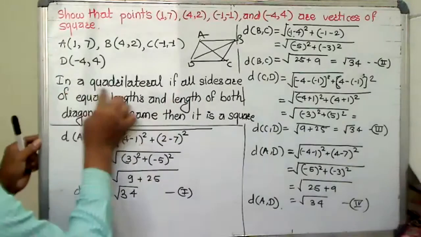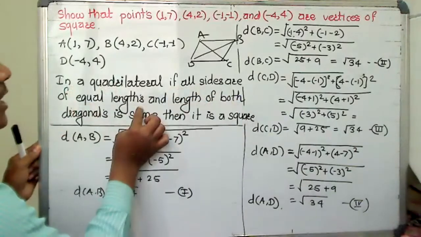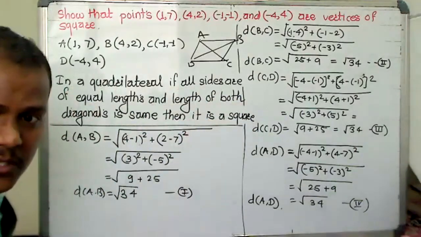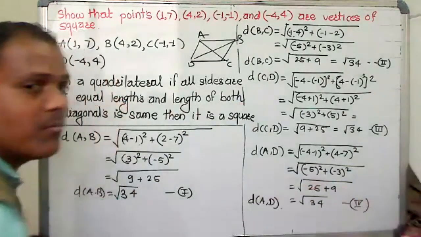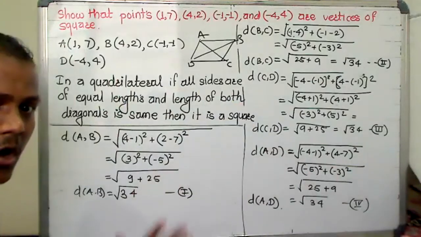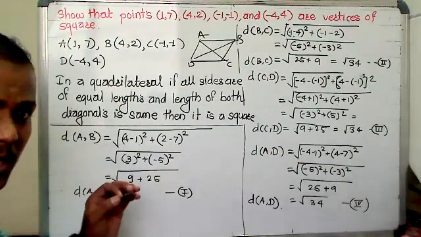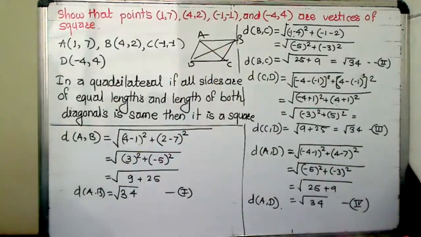And what you have to write in the answer: if in a quadrilateral all sides are of equal length, then it is called a rhombus. Then you just solve up to equation number 4, and here you can directly write that from 1 to 4 the lengths of all sides are equal. Therefore the given points are vertices of a rhombus.